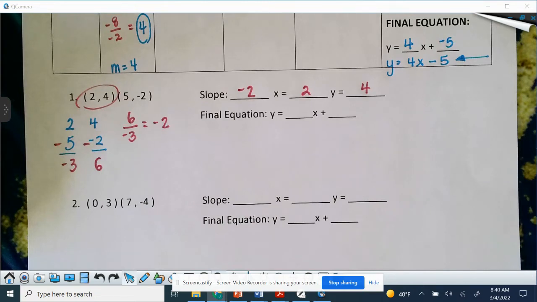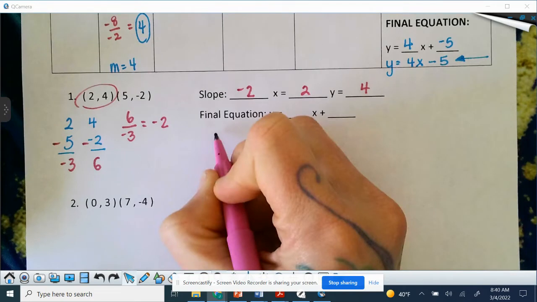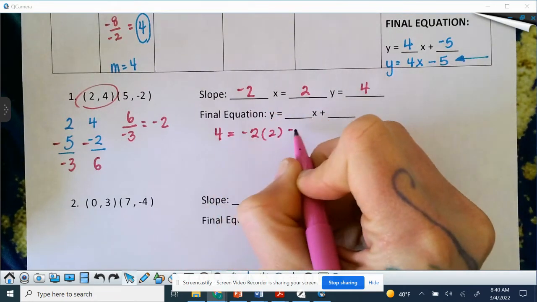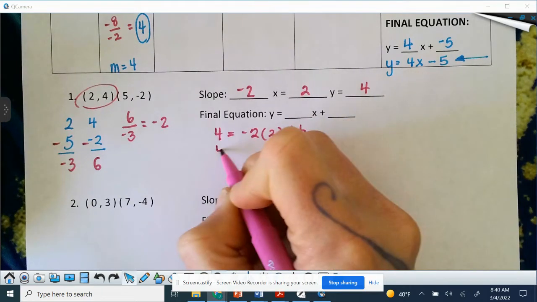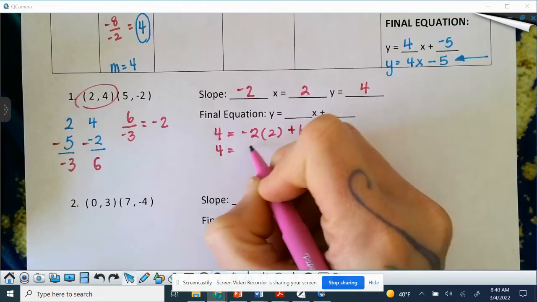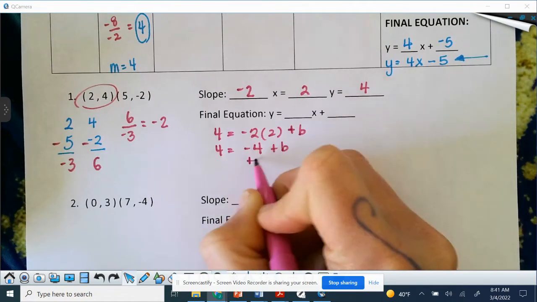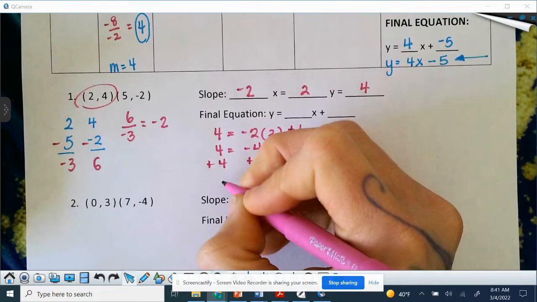So now that I have those things, I'm going to plug it in. Our y value is 4. Our slope is negative 2. Our x value is 2. And then we need to solve for b. So I'm going to simplify or clean up. Negative 2 times positive 2 is a negative 4 plus b. I need b by itself, so I'm going to add 4 to get that away from that b side. And that's going to give me 8 equals b.